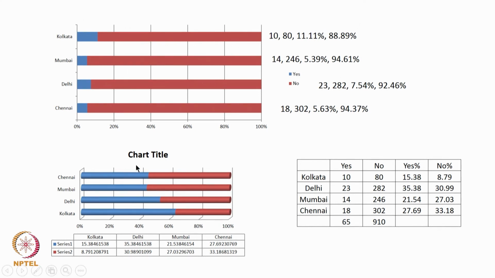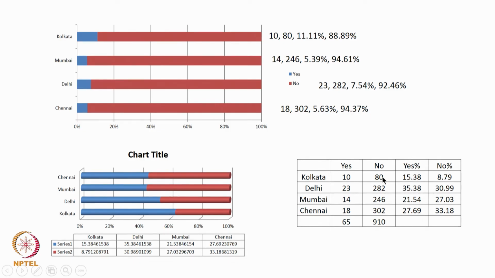We also show another chart which you can generate using software, and let me explain this chart. Now, let us look at Kolkata in this chart. Of the 65 people who joined, 10 people were from Kolkata, so 15.38% of the people who joined are from Kolkata, 35.38% are from Delhi, and so on.